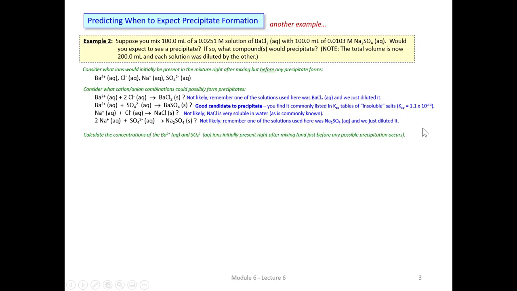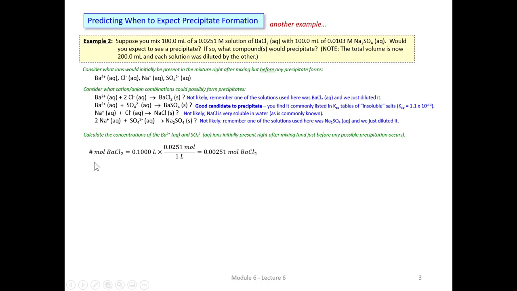Now, we're not done yet, because just because barium sulfate is a candidate doesn't mean that its Q value is going to come out high enough to precipitate. So let's see what happens here. Let's calculate the concentrations of barium ion and sulfate ion initially right after mixing and before any possible precipitation occurs.